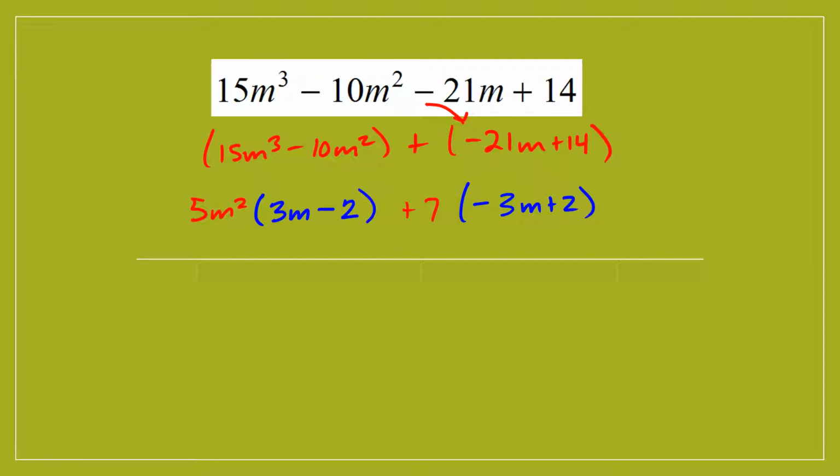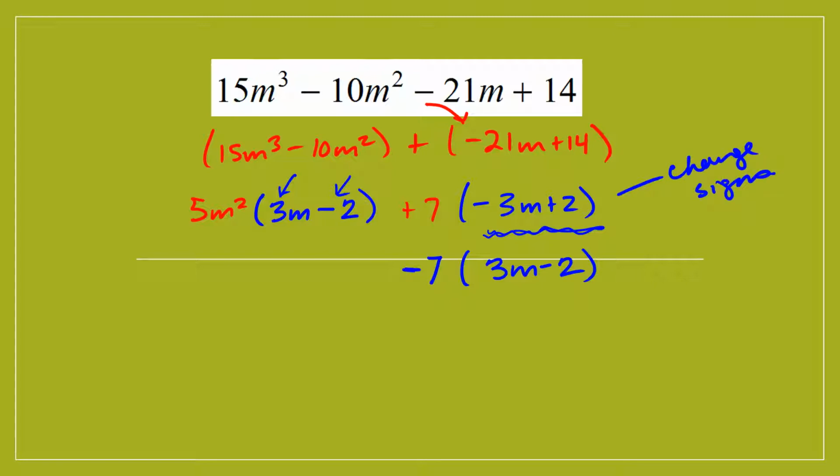Now, if this happens, if you need to change the signs in one of the factors, so if we need to change these signs so that the 3m would be positive like this one and the 2 would be negative like this one, we just need to change the sign of the factor we took out. So if we make this negative 7, then the remainder would be 3m minus 2. So we needed to change signs. And if you want to change signs in the binomial, you have to change signs of the GCF you took out. So now we have a negative 7 out here.